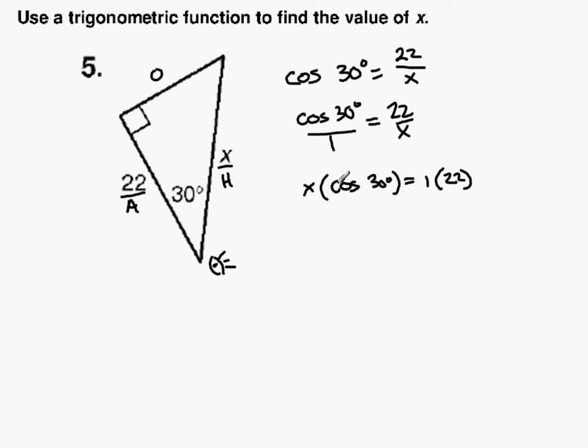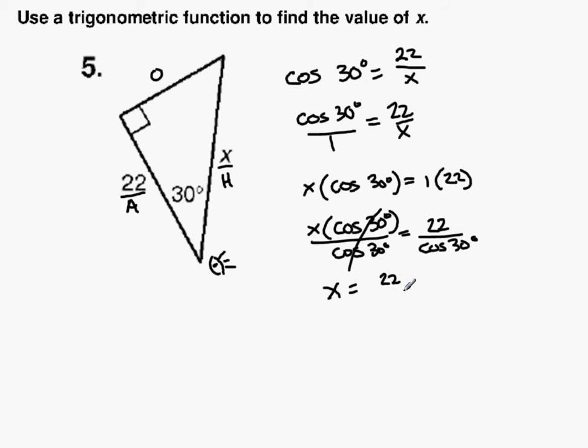Alright, now that I'm trying to isolate x, I'm going to take this product and divide by the cosine of 30. And what you do to one side of the equation, you have to do to the other. These inverse operations will cancel, so here I'm left with x equals 22 divided by the cosine of 30 degrees.